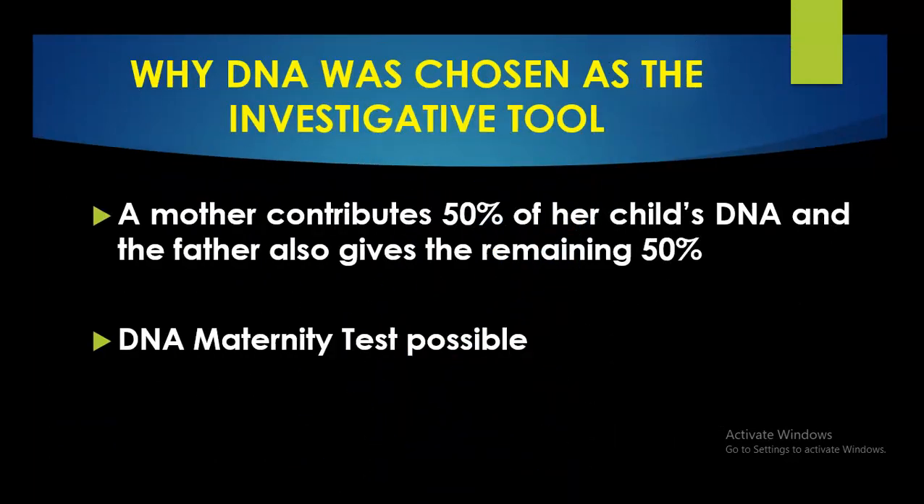So, why was DNA chosen as the investigative tool? If you've watched my previous video on DNA paternity testing, remember that I made mention of the fact that each parent contributes 50% of a child's DNA. So if you take a child's DNA, 50% of it is coming from his or her mother, and the other 50% is coming from the other parent, that's the father. So that's the principle of inheritance.